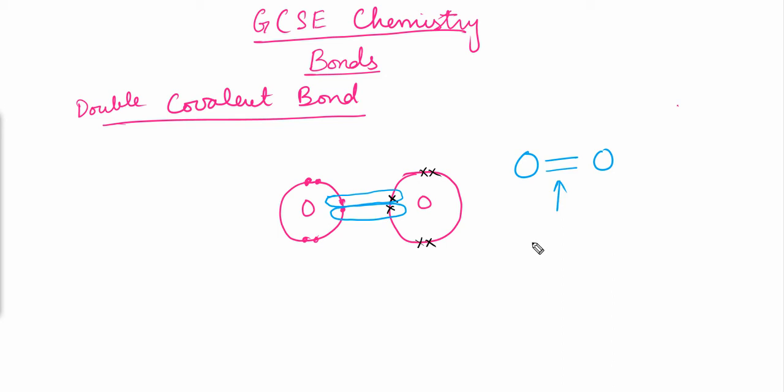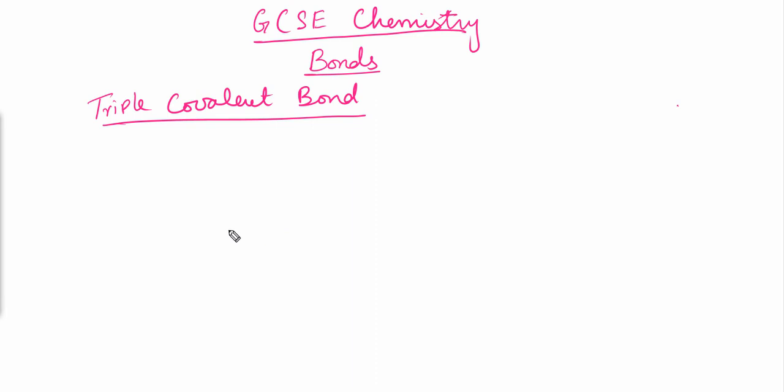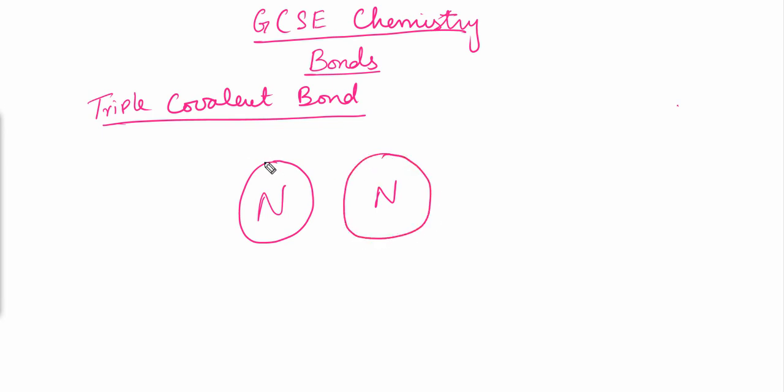Now let's discuss the example for the triple covalent bond. The triple covalent bond is the one that is formed by the sharing of 3 electrons. Let's take the case of nitrogen. Nitrogen is the atom that belongs to the 5th group. It means that it has 5 electrons in its outermost shell. So 1, 2, 3, 4, 5. Similarly, 1, 2, 3, 4, 5.